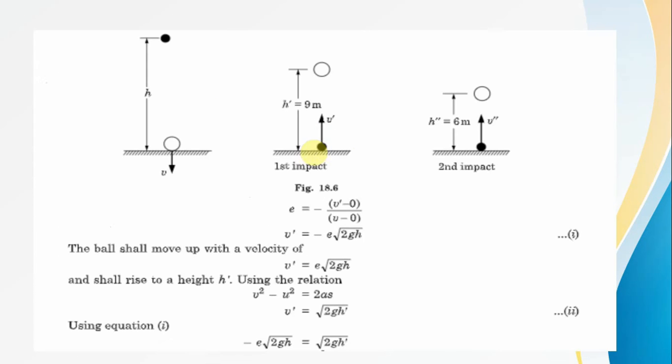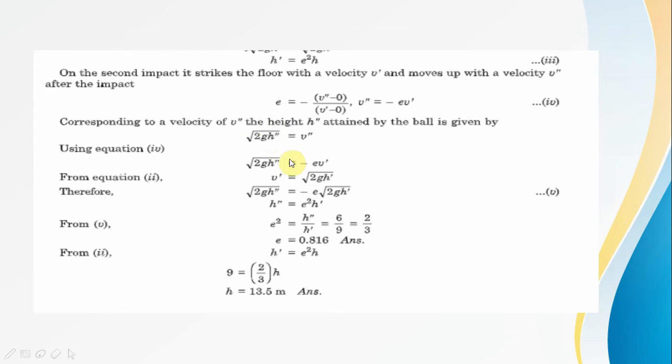In the second impact, we have final velocity v double dash, initial velocity v dash, and the height is 6 meter, right? So when we use the coefficient of restitution formula, e equal to minus (v double dash minus 0) upon (v dash minus 0), where 0 is the final velocity of the floor and the initial velocity of the floor. So we get v double dash equal to minus e into v dash, right?